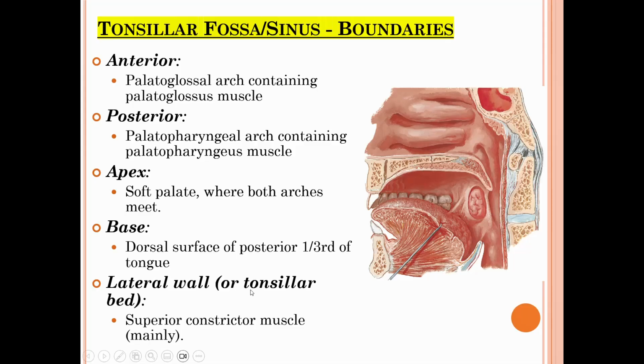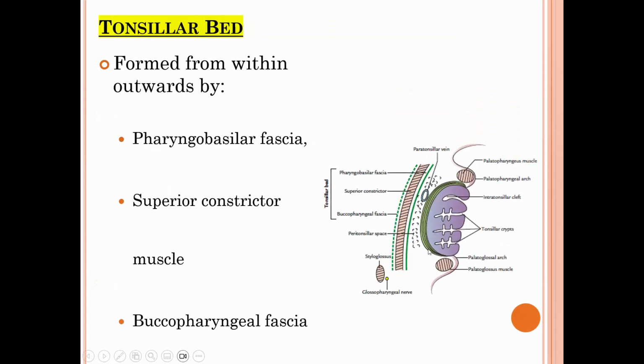And lateral wall, which is not visible here, that is the tonsillar bed, which is mainly formed by the superior constrictor muscle. Now you can see here, this is the tonsil. So behind that, whatever structures are there, they are forming the tonsillar bed. So from within outward, you start from here. There will be pharyngobasilar fascia, superior constrictor muscle and buccopharyngeal fascia. Remember, these three were there as the coat of the pharynx.